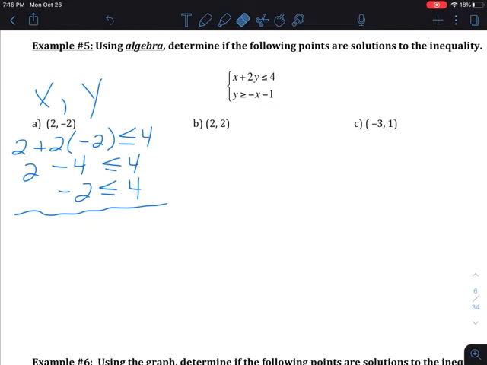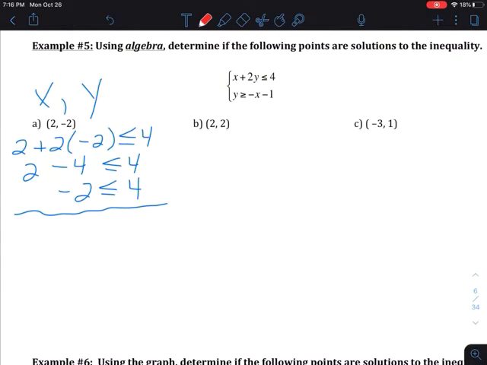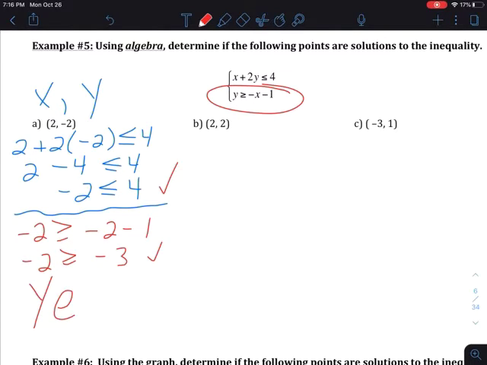So far, so good. Now we must try out the second one. So we're plugging in here for the x and the y. So -2 equal to -2 minus 1. And then just subtract. -2 is greater than 3, so that works out also. They both work out. And when they both work out, we put yes. We would say yes, that point, 2, -2, is a solution to the system.